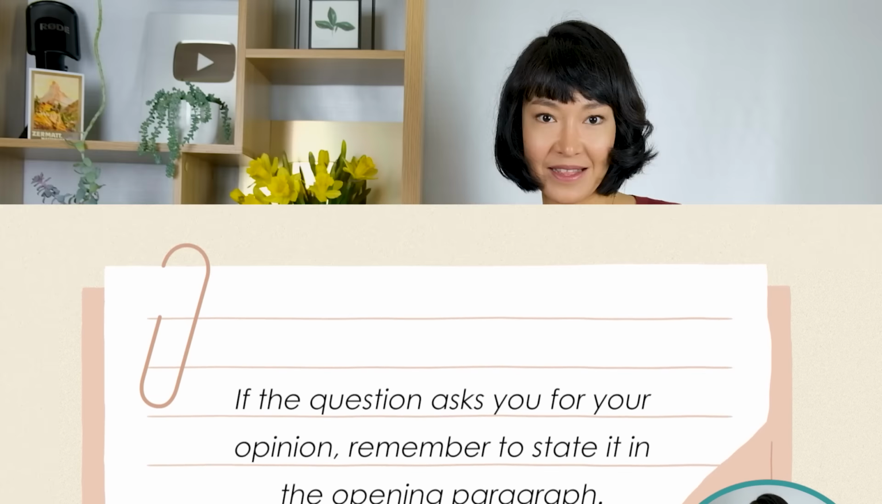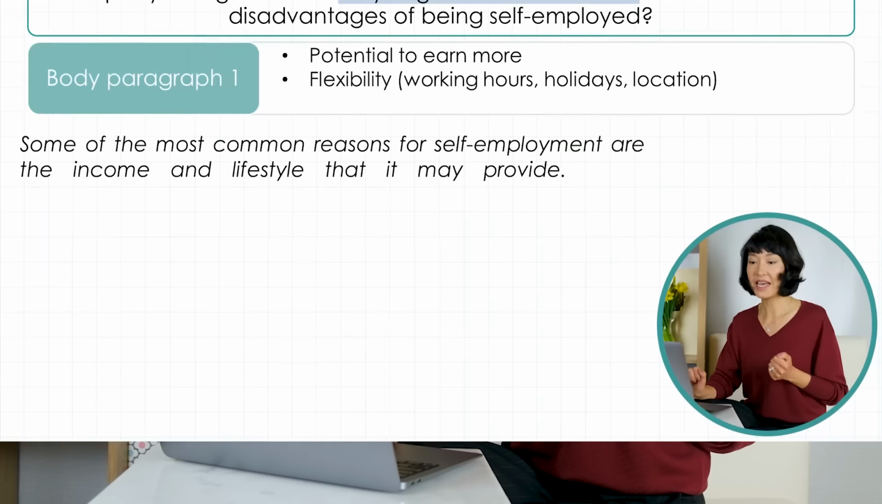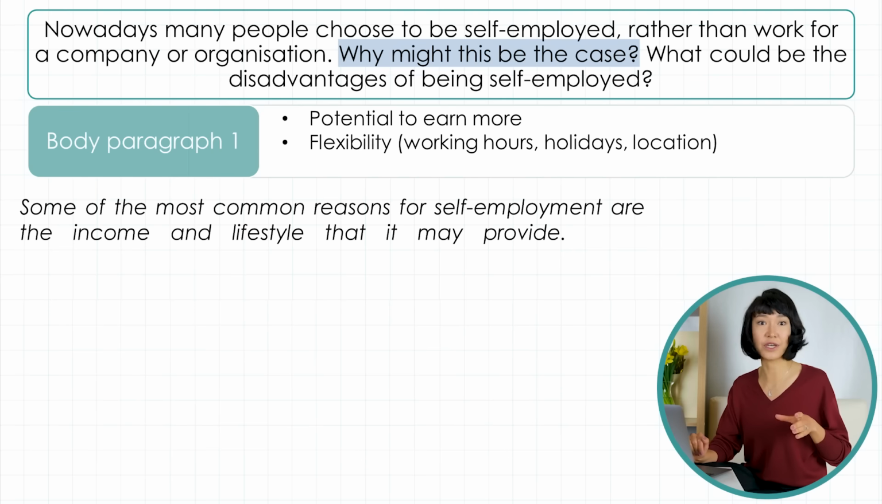Now, paragraph 2. Present the benefits of being self-employed. Let's look more closely at the structure of this paragraph. The first sentence is often called the topic sentence. It states the main point of the paragraph. Some of the most common reasons for self-employment are the income and lifestyle that it may provide. We need to give examples and explanations. So sentence 2 goes into more details with some concrete examples of the benefits.